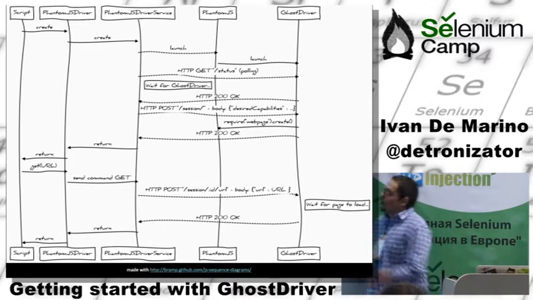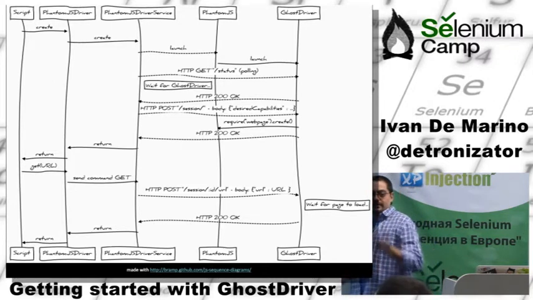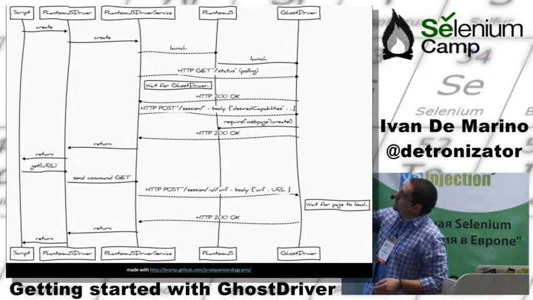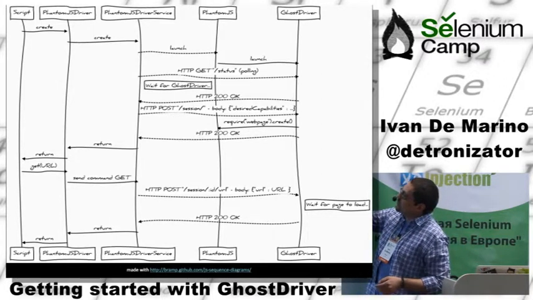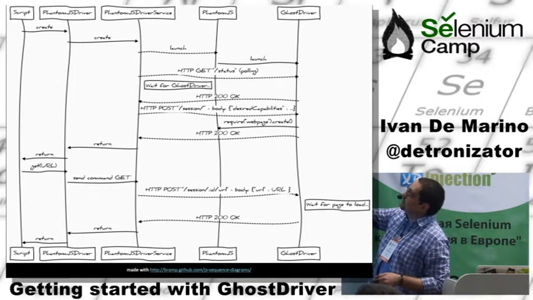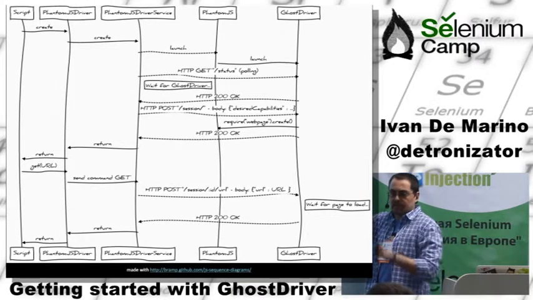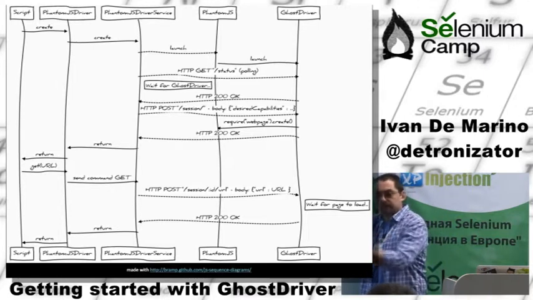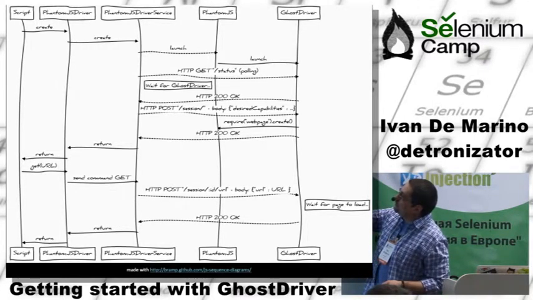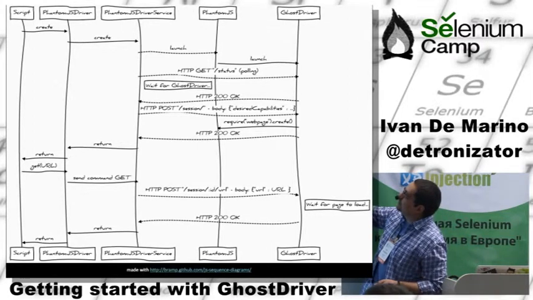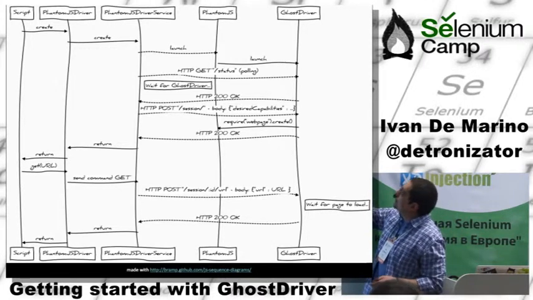So when you, in your test, write new PhantomJS driver there, you are creating an object. That object creates, in turn, another object called the PhantomJS driver service. This is pretty common within the implementation of the different drivers, like Chrome driver and Firefox driver. This service starts another, separate process, in this case PhantomJS. And once it's launched, PhantomJS executes GhostDriver, the script running inside it.